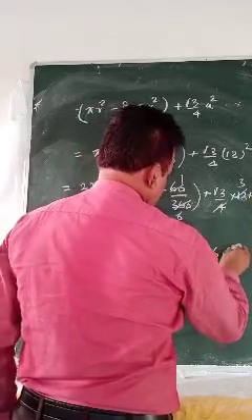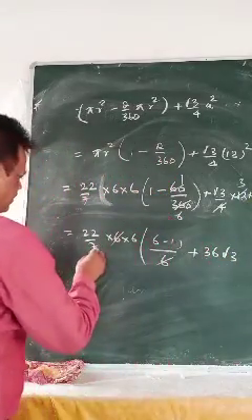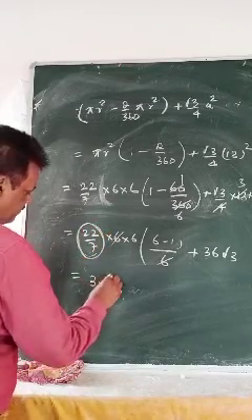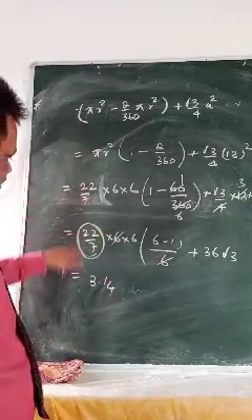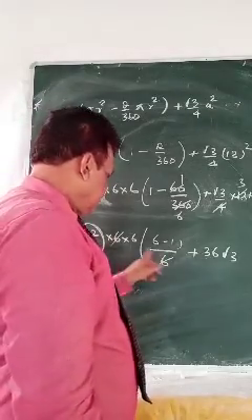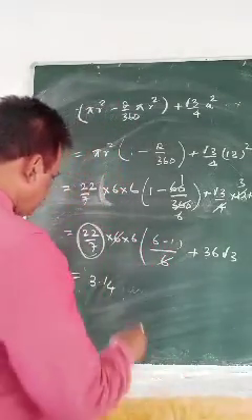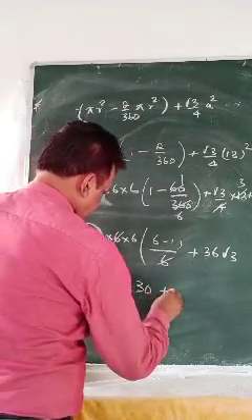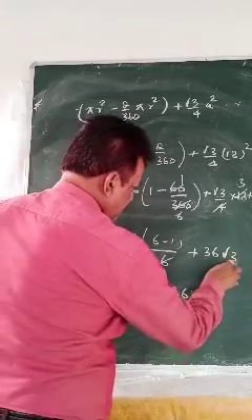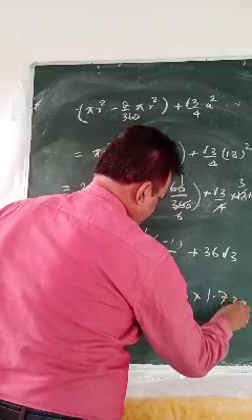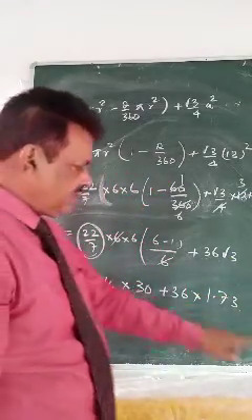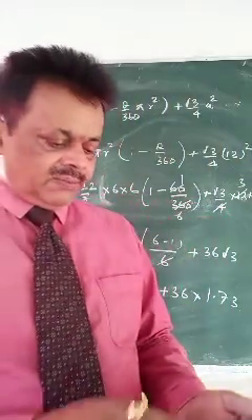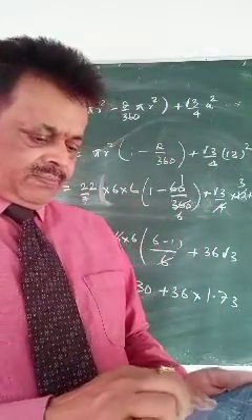This is 36 root 3. So to simplify, you can write pi as 3.14, because it will be easy for us to calculate. Into 6 fives are 30, plus 36 root 3, where root 3 is 1.73. Okay, multiply and find out. Okay, a lot of questions to be done.